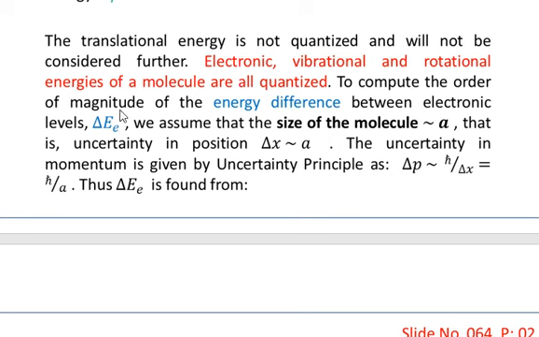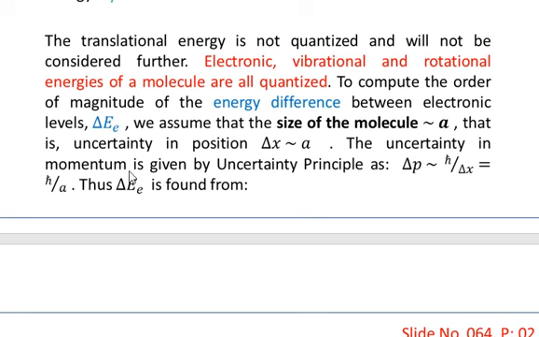To compute the order of magnitude of energy difference between the electronic levels, delta EE, we assume that the size of the molecule is of the order of A. That is, uncertainty in position, delta X, is of the order of A. That is, an electron can be found in a molecule in this dimension.